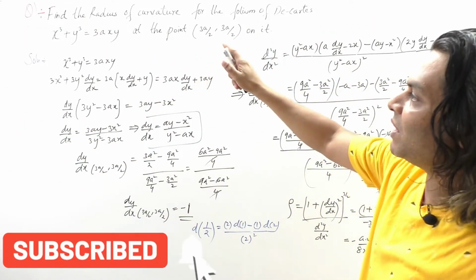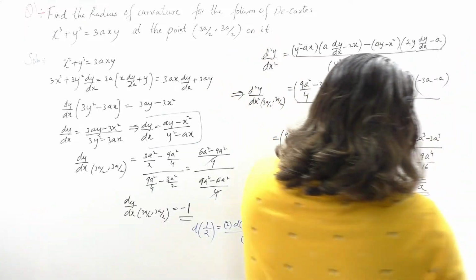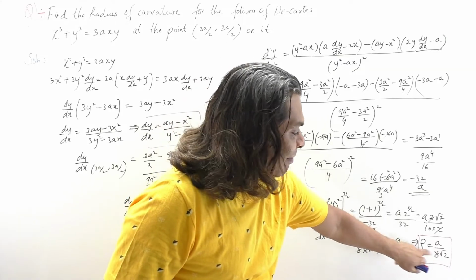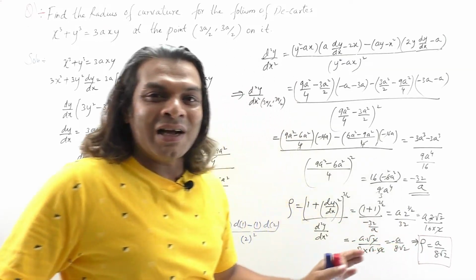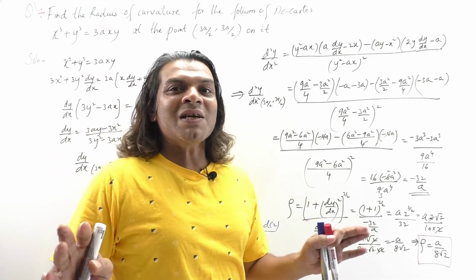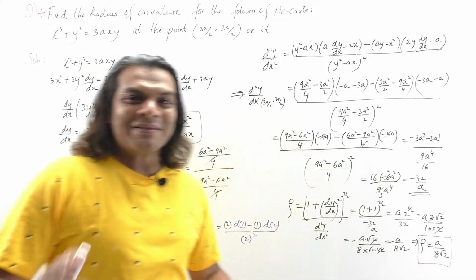So the solution, that is the radius of curvature for the folium of Descartes x cube plus y cube is equal to 3xy at the point 3 by 2 comma 3 by 2, is nothing but, how much? We have it here as a by 8 root 2. That's the answer. I hope you understood the problem, but you need to practice this a lot. Okay? Fine.